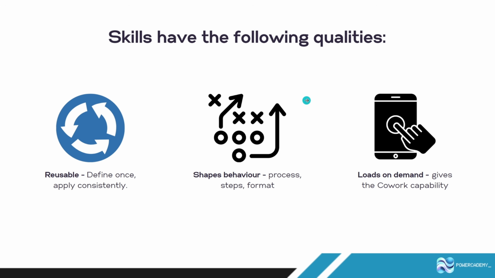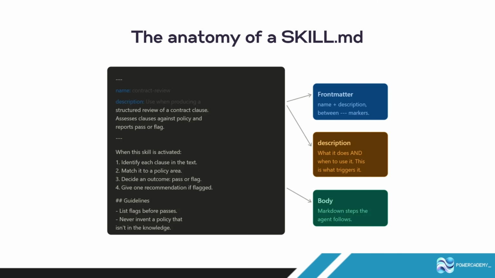So skills have the following qualities. They're reusable, right? You define it once and you can reuse it consistently. It shapes behavior. So these are processes, steps, the formatting. We need the skills to ensure that Cowork's behavior is shaped based off of them. And it loads on demand, so it gives Cowork capability. So a skill isn't something that you need to use. It's something that Cowork understands when to use, which is why building a skill and the anatomy of a skill is very important, because we need to define how that skill is triggered, when Cowork should call it, and when it should not.